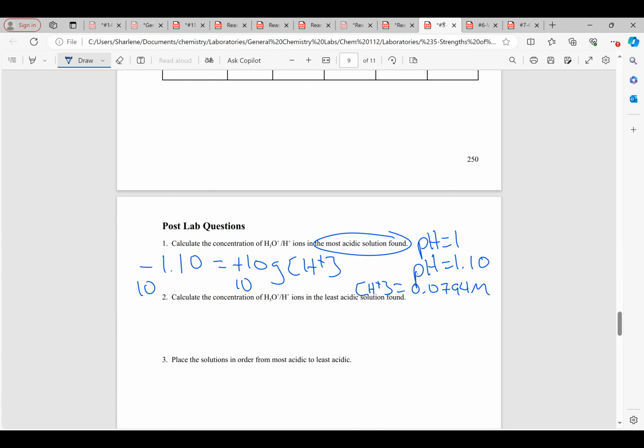All right. The important part in lab is the concentration that we expected. So that bottle was labeled 0.10. Okay, that bottle was labeled 0.10. Based on the pH meter reading, it was only 0.0794. So who do we trust? Who do we trust? Okay, now I'm going to trust this one because, well, I'm the one that made it.